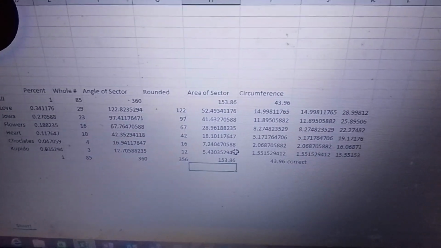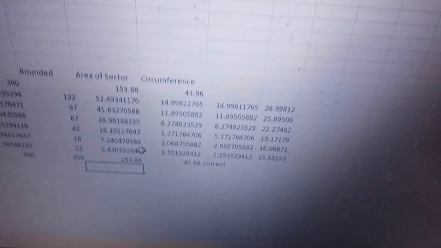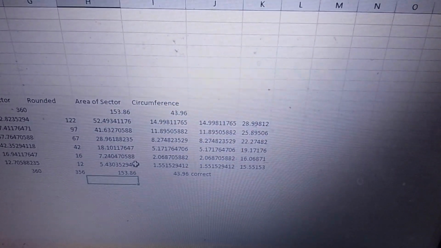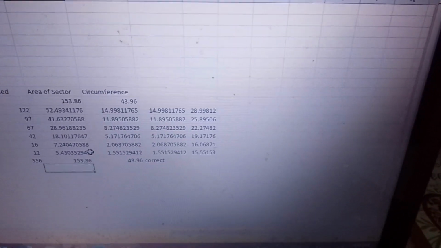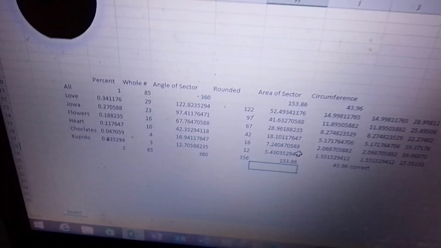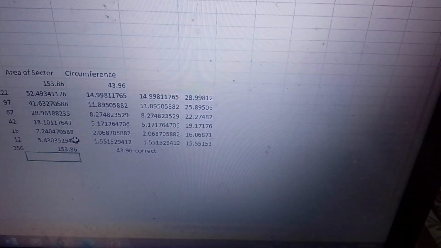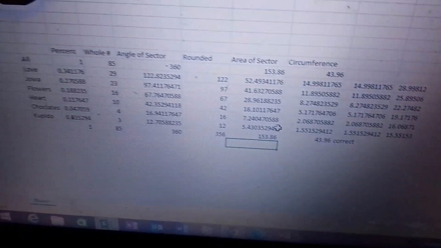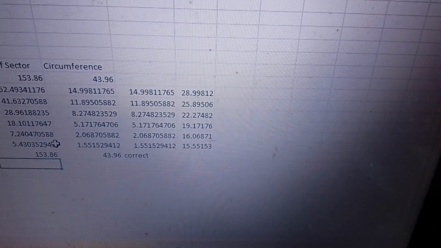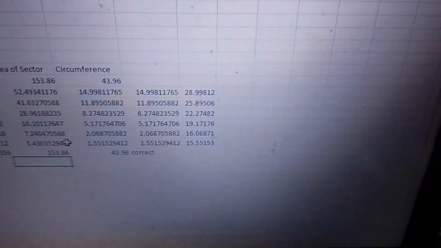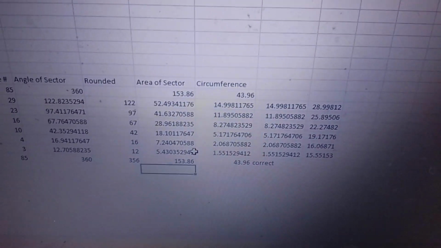Okay? For the circumference, this is it. For love, it should measure 28.998 cm. For jowa, it's supposed to measure 25.89 cm. For flowers, that's supposed to be 22.27 cm. For heart, that's supposed to be 19.17 cm. For chocolates, that's supposed to be 16.068 cm. And then for the Cupido, 15.55 cm. That's all.